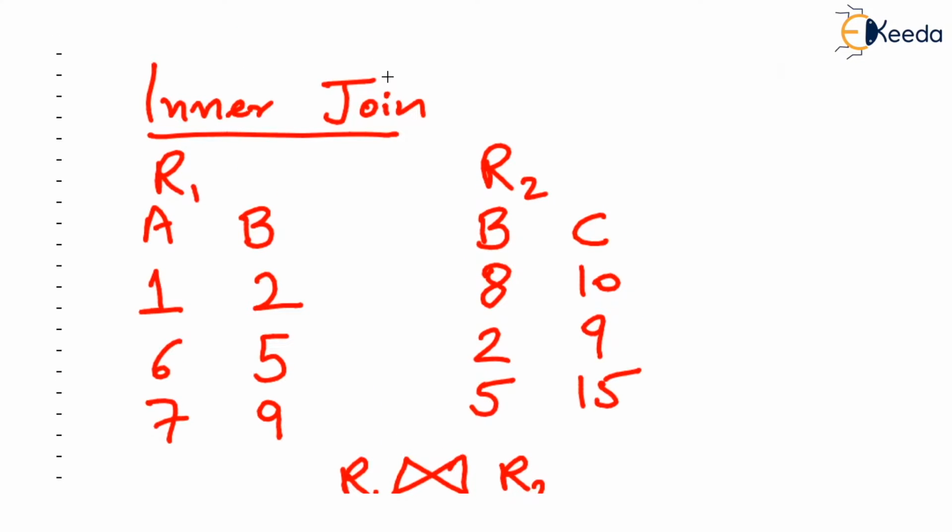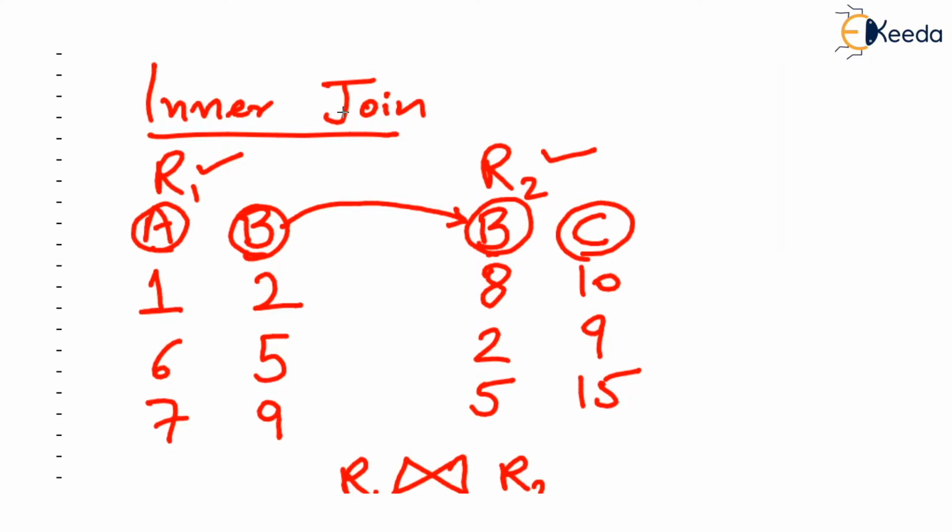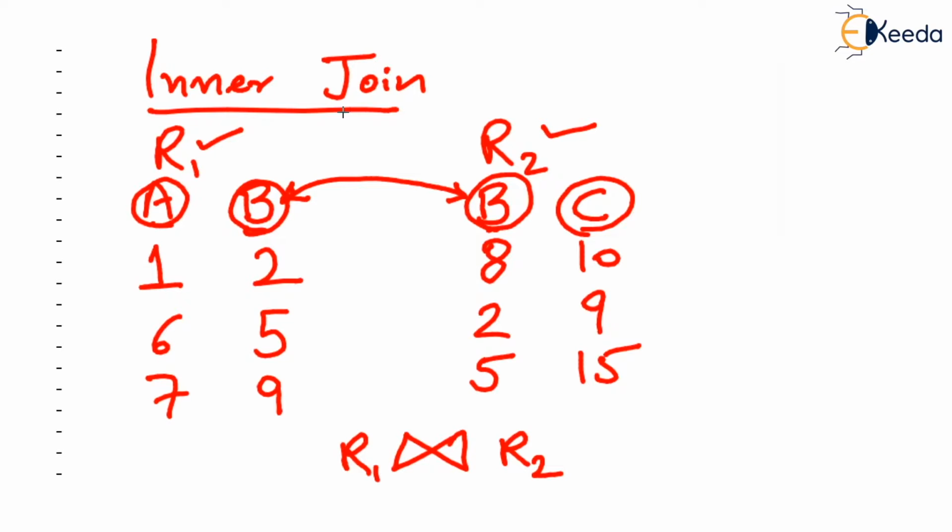Here we are back to the same example of inner join. We have two tables, R1 and R2. R1 has two columns, A and B, and R2 has two columns, B and C. Observe that there is a column which is common in these two tables, and the domain of these two columns is also the same, that is integer. So we can find the natural join of these two tables. Recall, natural join will automatically compare the values of the common columns between the two tables.